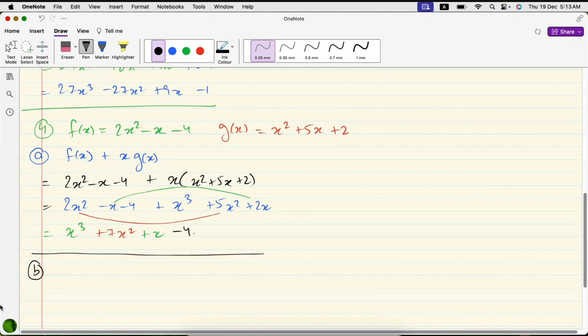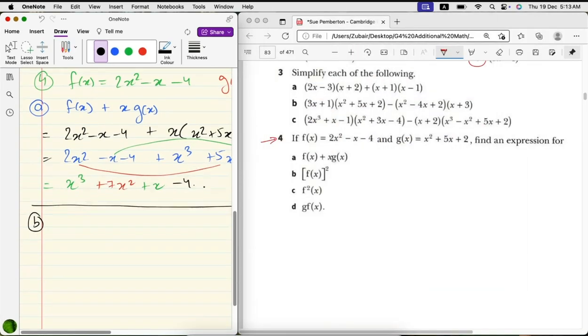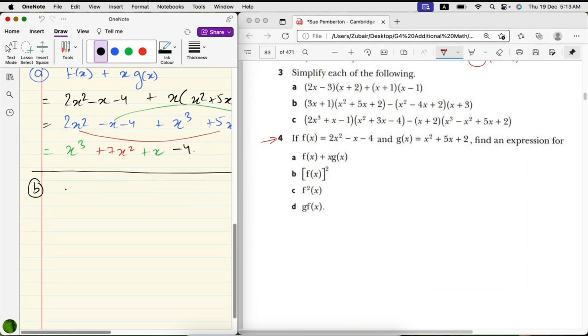So for the first one, it's x cubed plus 7x squared plus x minus 4. Yeah, we're getting the same. Second one is f of x whole square. You know the difference between part B and part C?